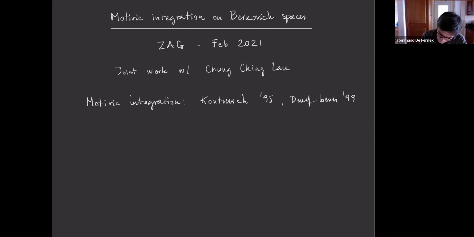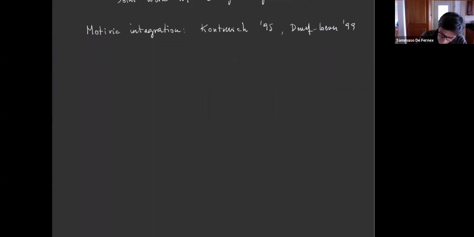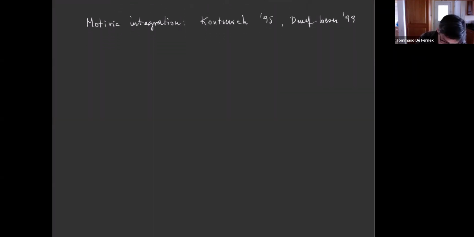So let me just review very quickly what it is. For simplicity, let me assume X is a smooth variety here, and let me denote by n the dimension of X. Integration will take place on a space associated to X, which is the arc space. The arc space is denoted by X infinity. It parameterizes maps from a formal disk onto X.